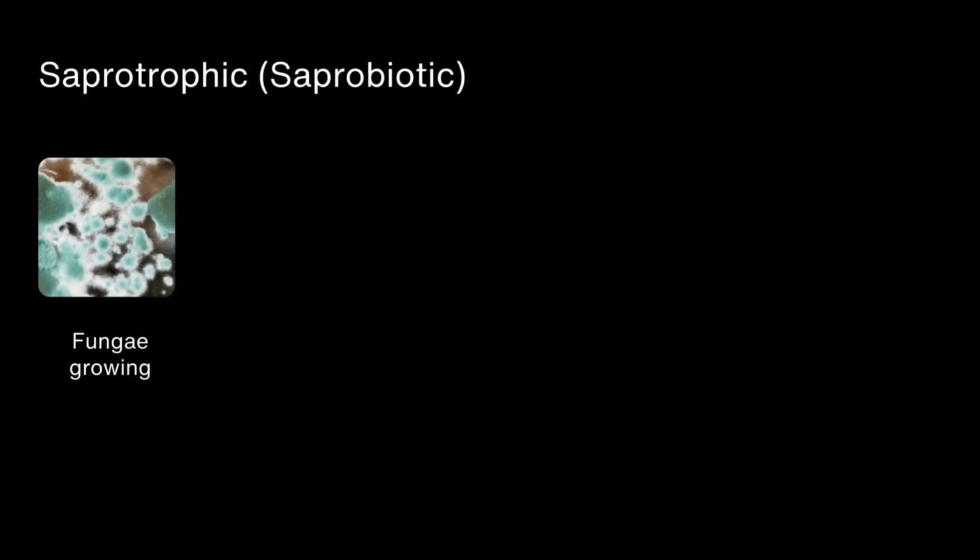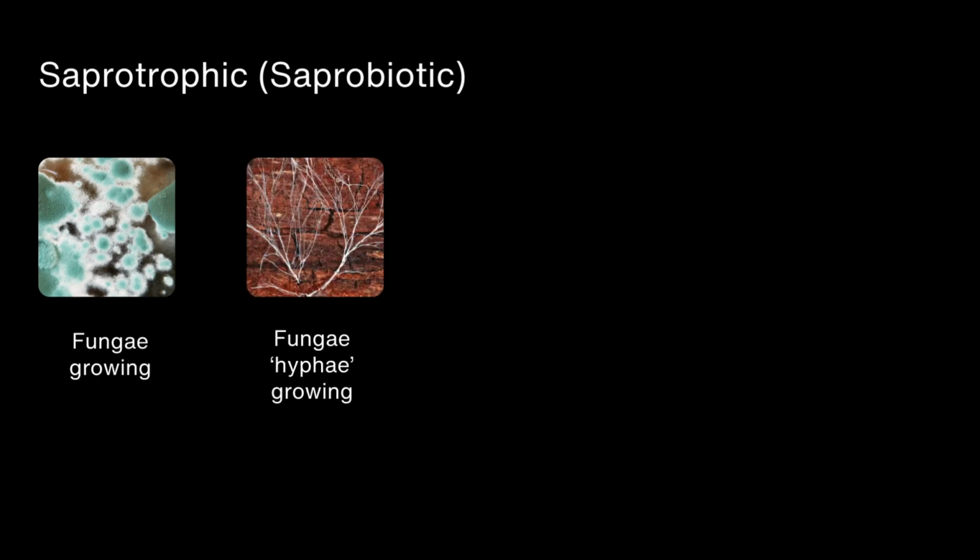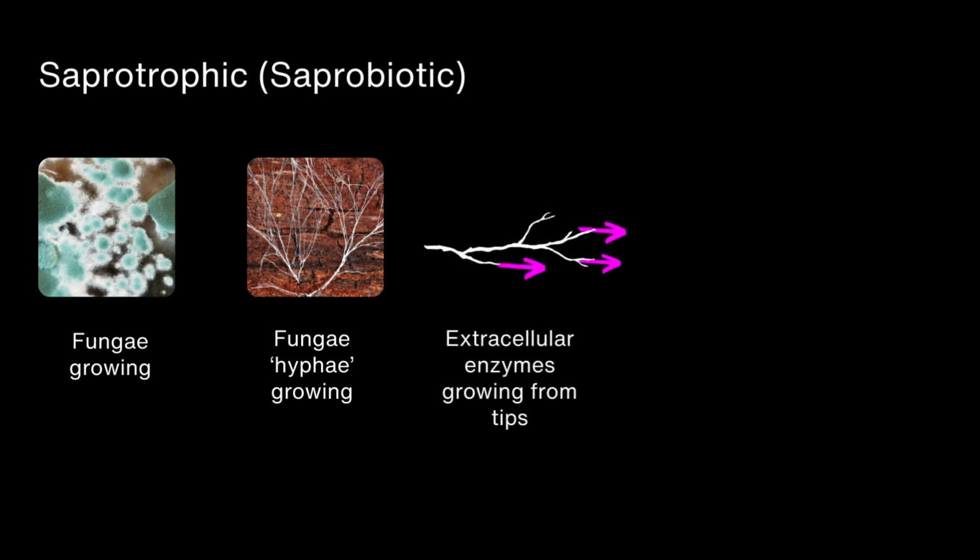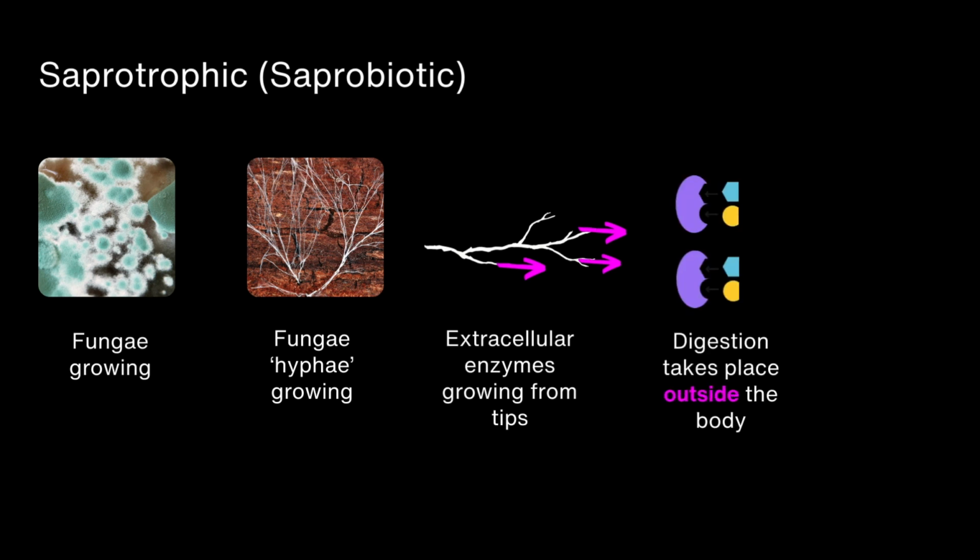So if we imagine a fungi growing on some bread, similar to the image that was just shown, they have these hyphae growing, which are those long sticks, and these grow out of the fungi, and they keep growing. On the edge of these are extracellular enzymes, so they grow from the tips of the fungi, and these are really important as they allow digestion to take place outside the body. So a key fact of the saprotrophic organisms is that digestion takes place extracellularly, okay?